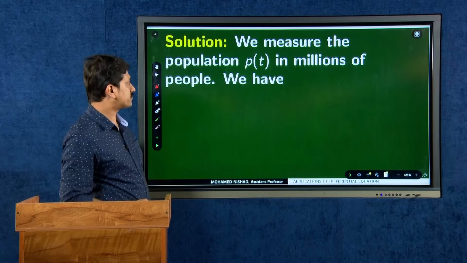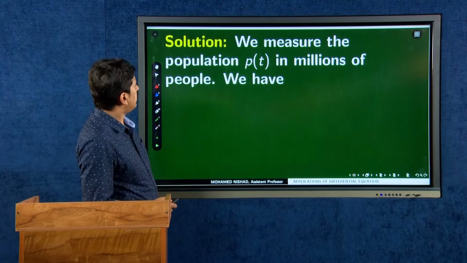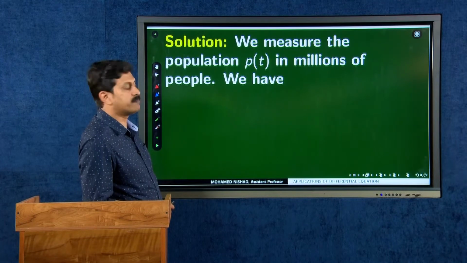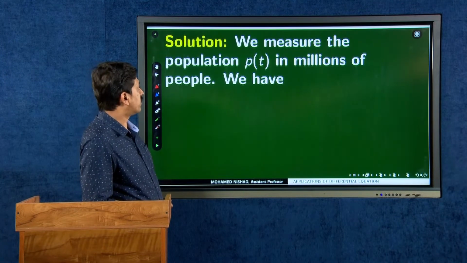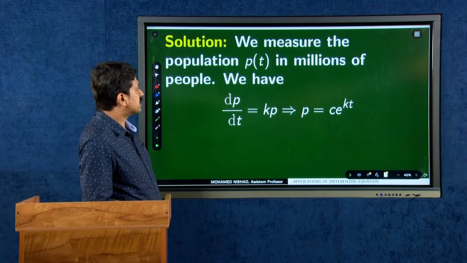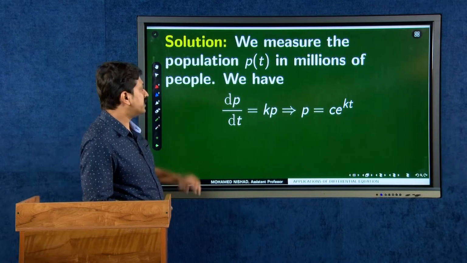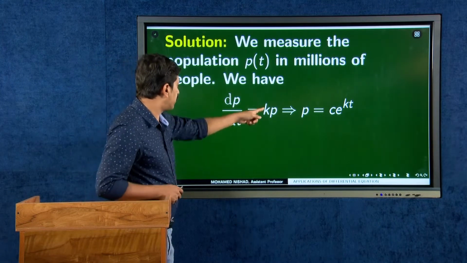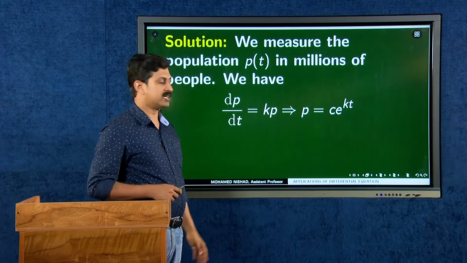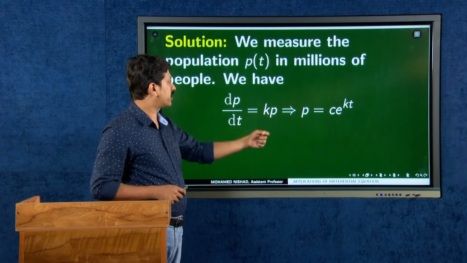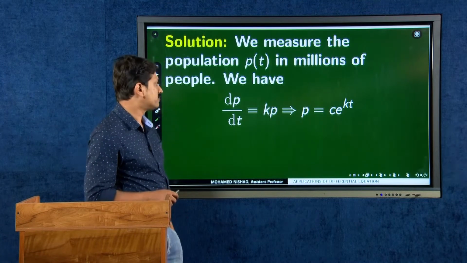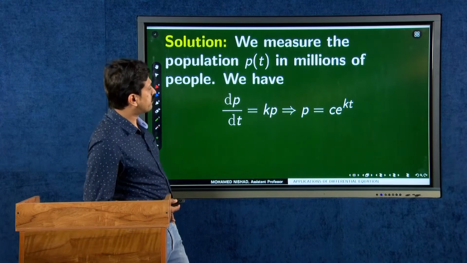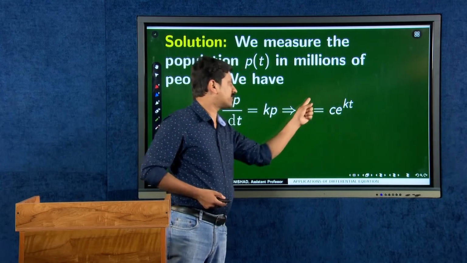So, let us go to the solution. We measure the population P of t in millions of people, with P of t as a population function. We have, as we did before, dP by dt is equal to kP. From here we can solve: dP by P is equal to k dt. While integrating, log P is equal to kt plus c. While manipulating that, finally we get the solution P is equal to C e raised to kt.